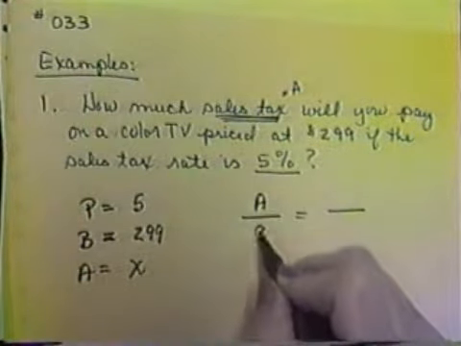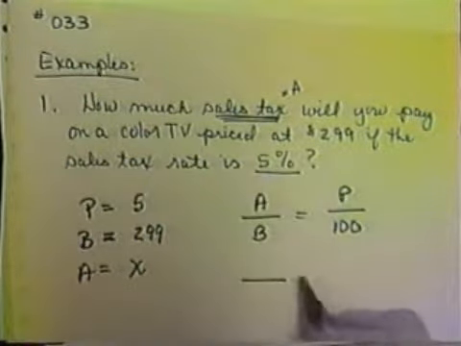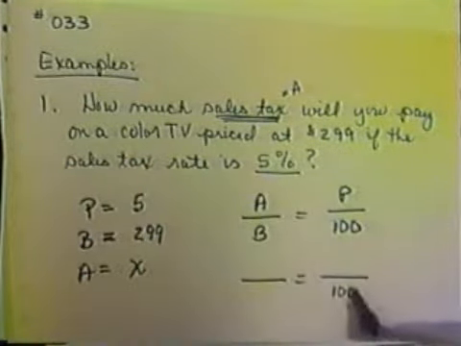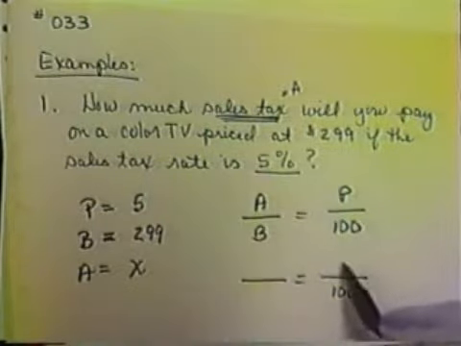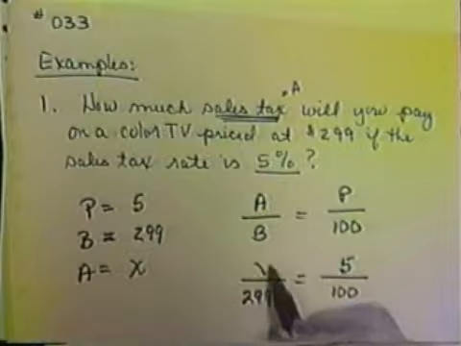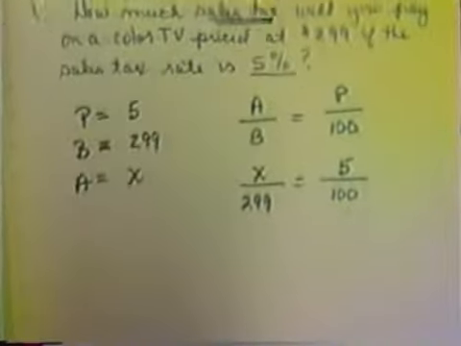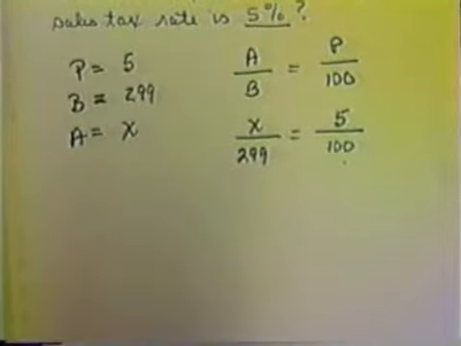Remember, it's amount over base is equal to the percent over 100. So we need to fill in these values. The percent was 5, the base was $299, the amount is what we're looking for. So that's the proportion we set up using this problem.